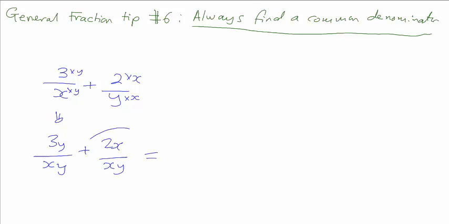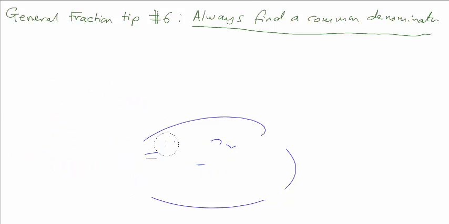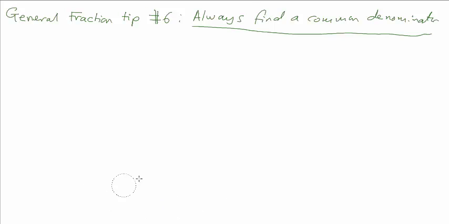So look, now you just add the tops together. So you get 3y plus 2x over xy. And that's it. Hopefully you see this. You don't need any further than that. So there you go. I told you everything I need to tell you here.